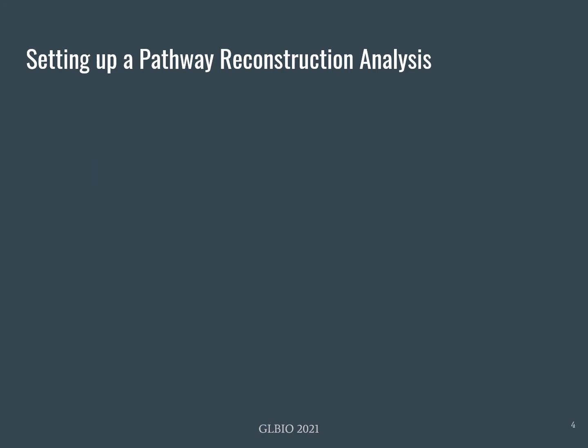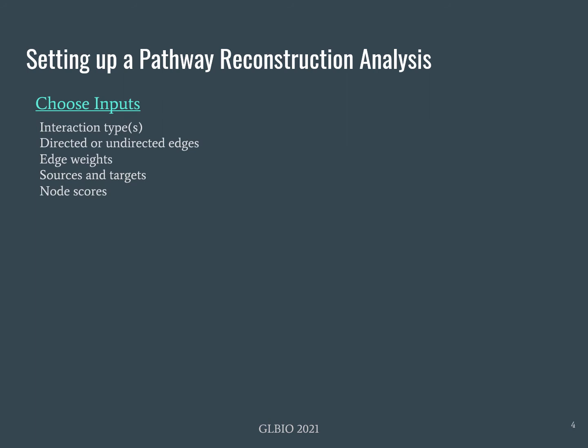Now that we've introduced pathway reconstructions at a high level and hopefully shown some of their promising applications, let's now dive into what an actual pathway reconstruction analysis looks like on the ground. The first step will be to choose our inputs. This step will take domain knowledge in order to select some proteins or genes of interest in the context of a background network, and this is a similar step to the previous slide.